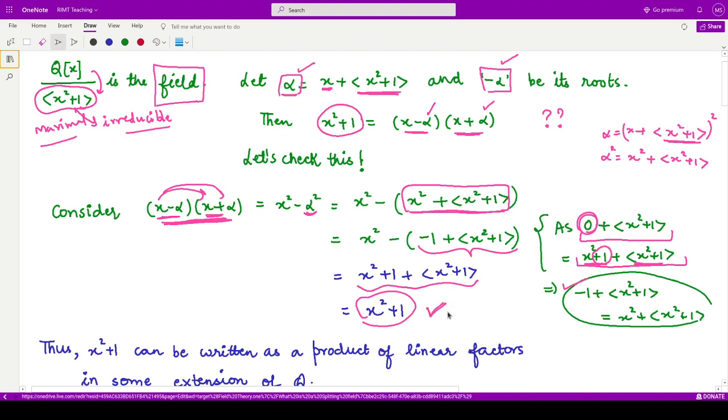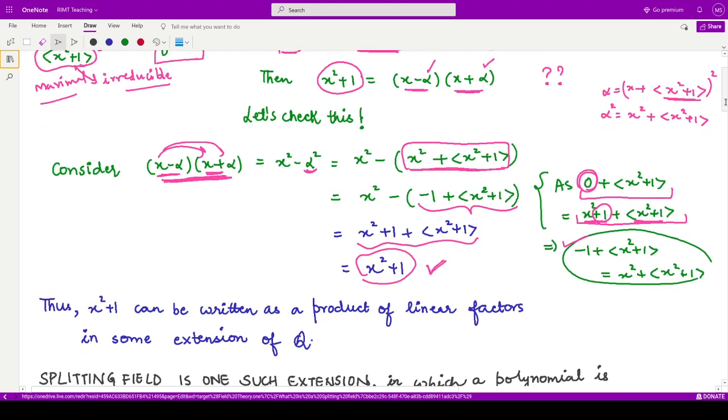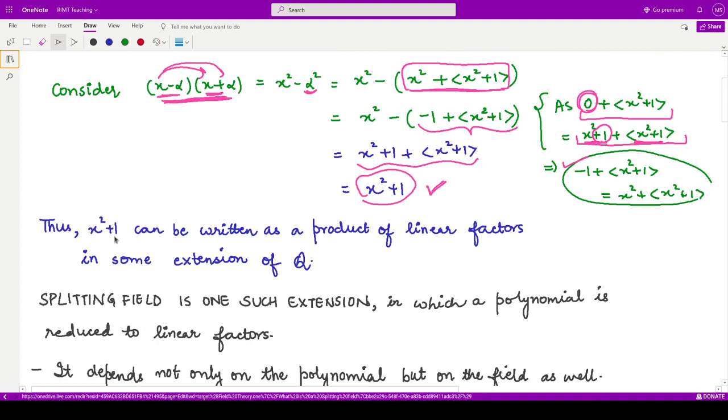So now this was a very simple case. So can we do this for every kind of polynomial? So let us have a look at this answer. We are saying x square plus 1 could be written as the product of linear factors in some extension of Q. So splitting field forms one such kind of field extension in which the polynomial, whatever polynomial we have, reduces to the corresponding linear factors.